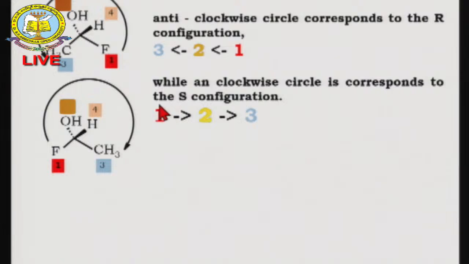Similarly, here one molecule is given. We give the priorities by following the CIP rules. Now 1, 2, 3, 4. Just connect the first 3 priorities, 1, 2, 3. The connecting arrow is circular, either clockwise or anti-clockwise. If it is anti-clockwise, we need to assign the S configuration. If it is clockwise, we need to assign the R configuration.